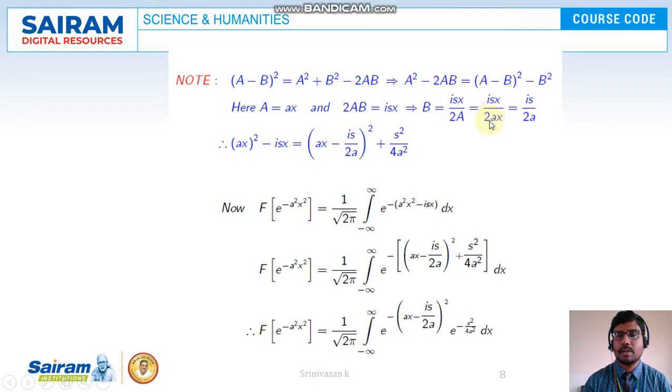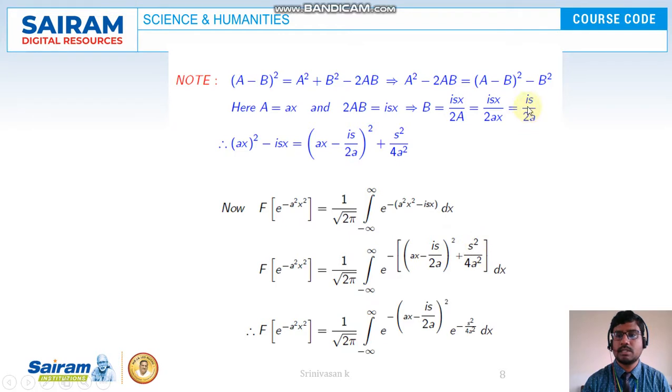So b is isx divided by 2 into ax. Clearly x and x are cancelled. We get is divided by 2a. So this is b. So a² - 2ab equals (a - b)² - b². Now replace a²x² - isx by this term. So here I substitute a²x² - isx, replacing a² - 2ab with (a - b)² - b².